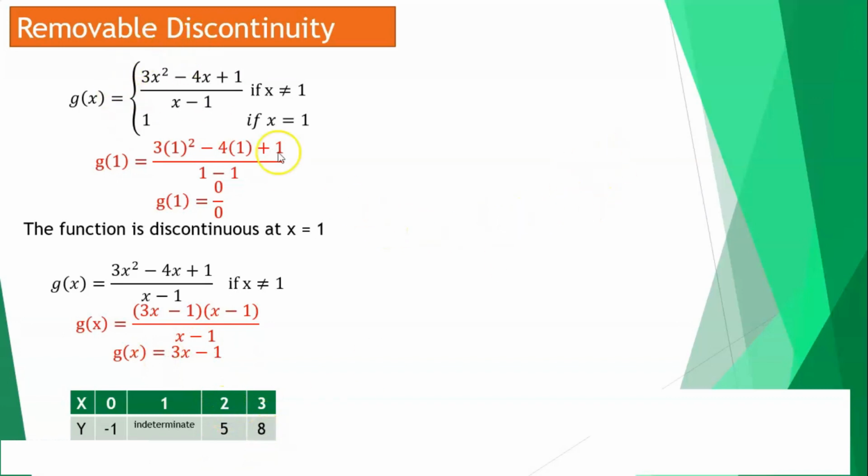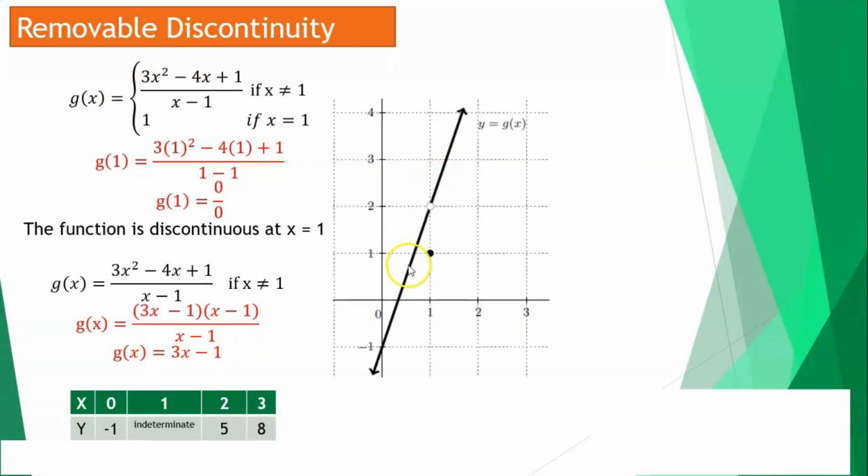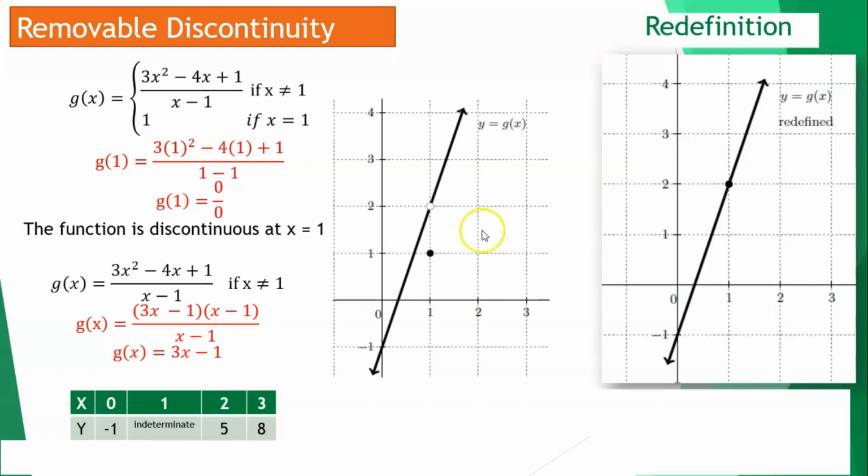Now graphing this function, we will get this one. So take note, it is open at x equals 1. But at x equals 1, it is 1 based on the given here. So again, we can remove its discontinuity by redefining it. By redefinition, this will be our new graph. So instead of 1, we should have 2.